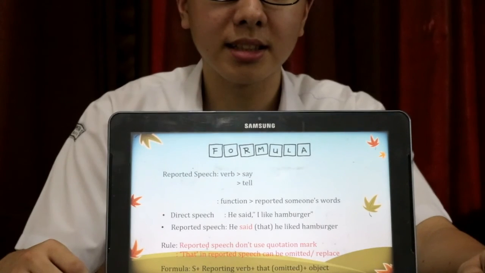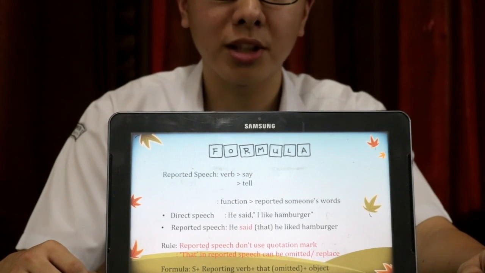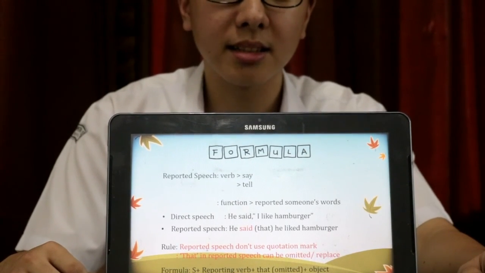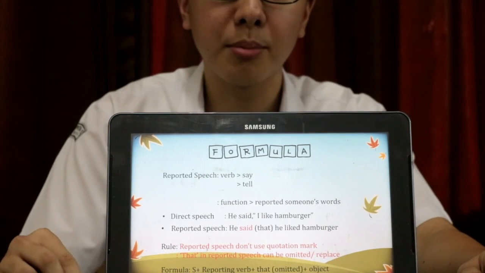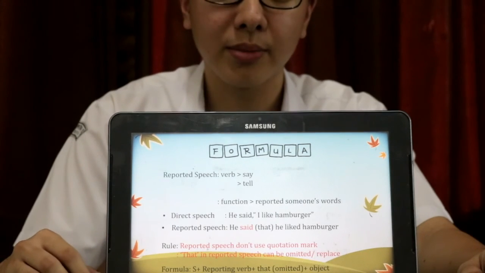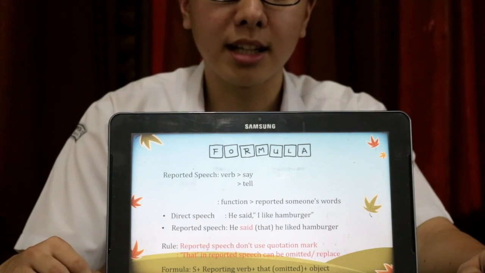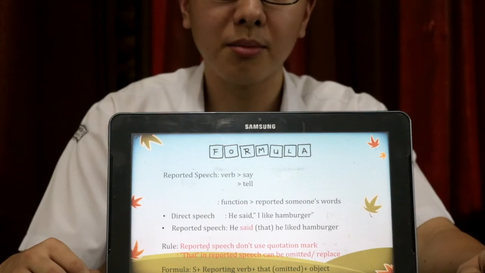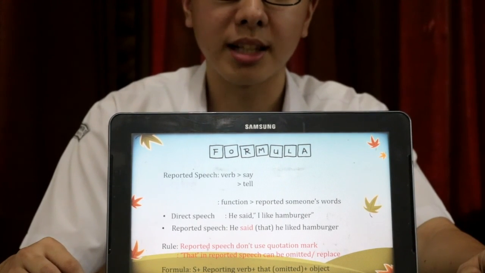The first one is reported speech doesn't use quotation marks, and the second is the word that can be omitted or replaced, depending on the verb that you use. So we can conclude that the formula is subject plus reporting verb plus that, which can be omitted, plus object.